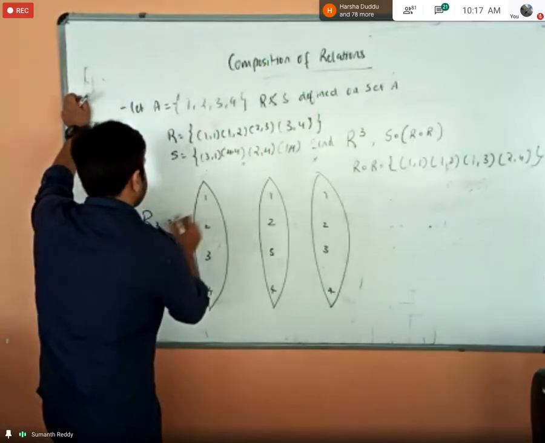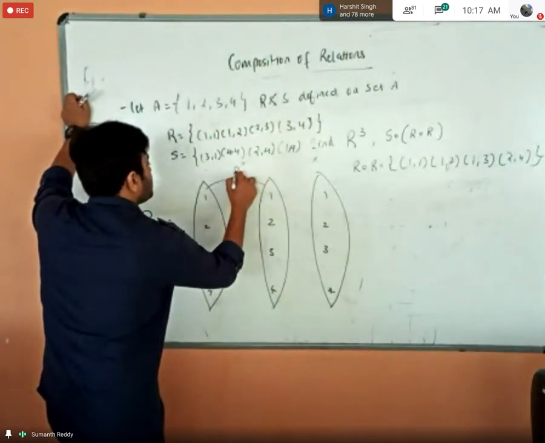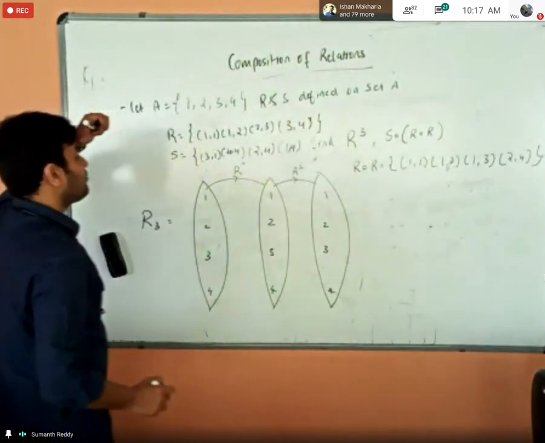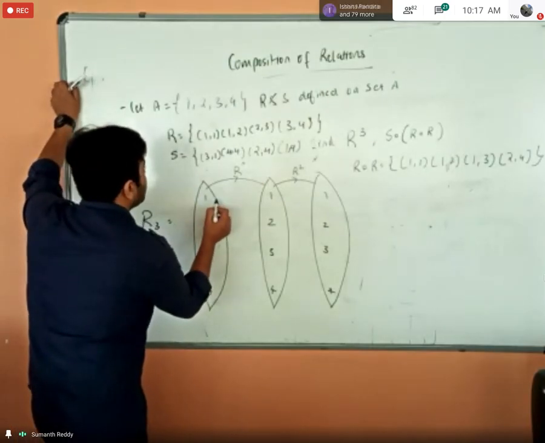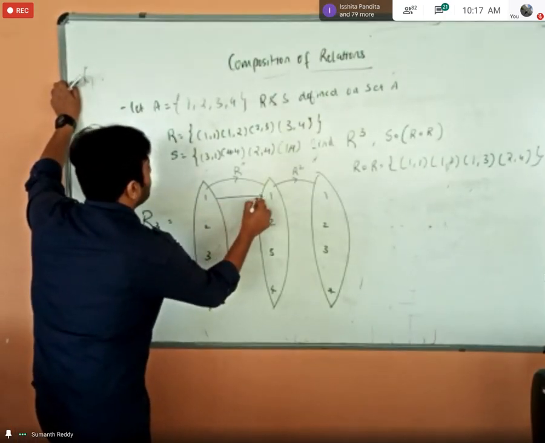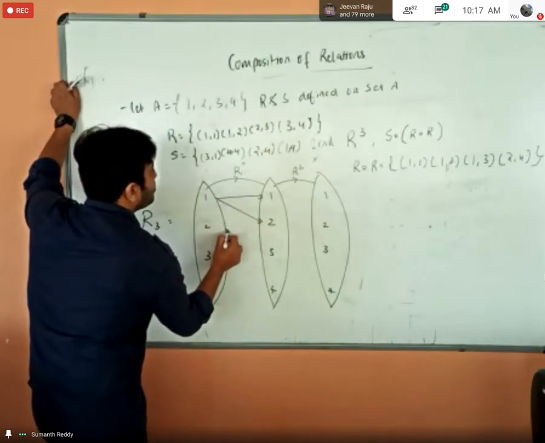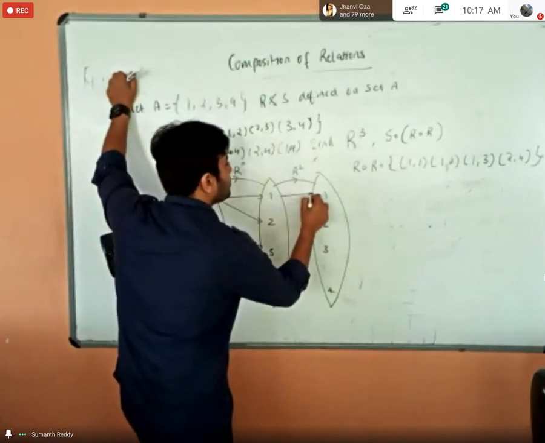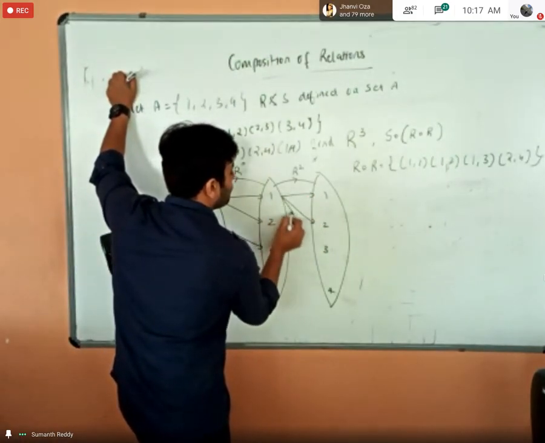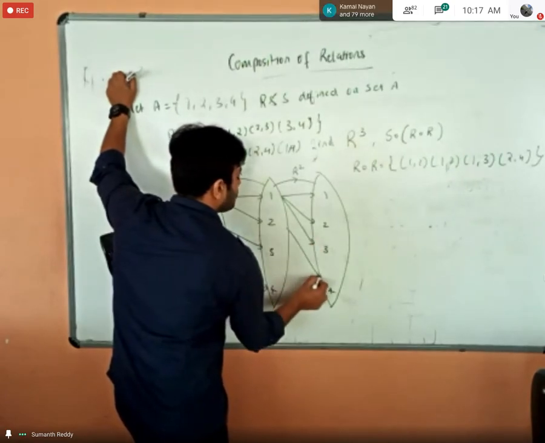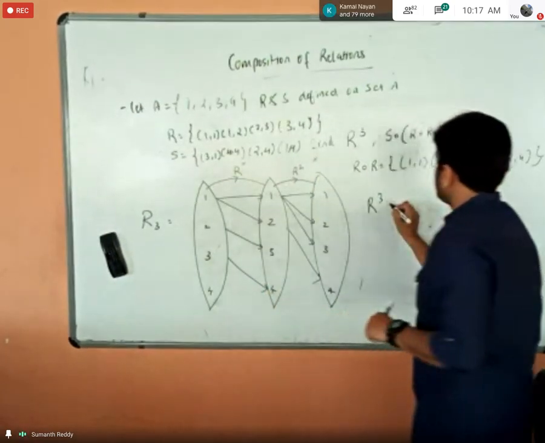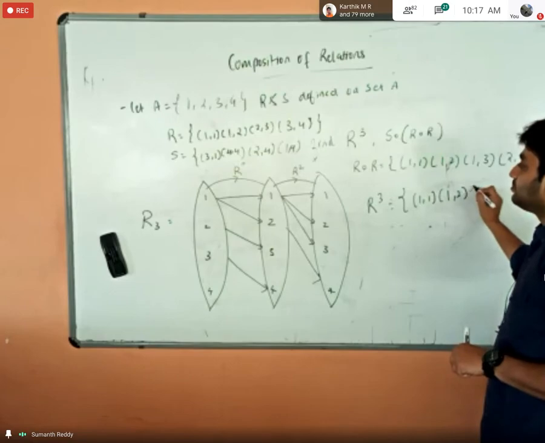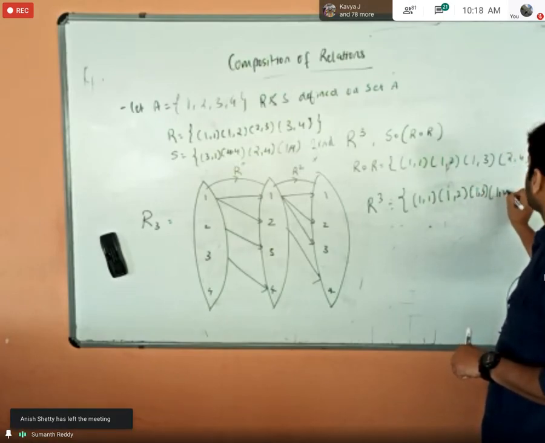Fine. Since you need to find R cube, first I will write the relation R, and next the relation R square. R square you already found, right? The relation R has ordered pairs 1,1; 1,2; 2,3; 3,4. R square has 1,1; 1,2; 1,3; 2,4. Based on this, the R cube answer will be 1,1; 1,2; 1,3; and 1,4, right?